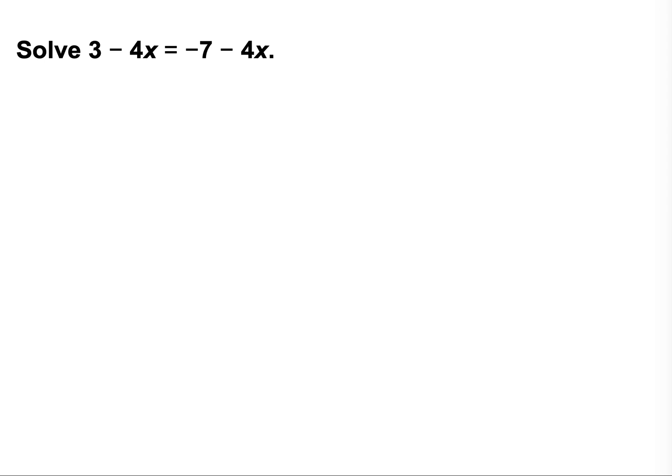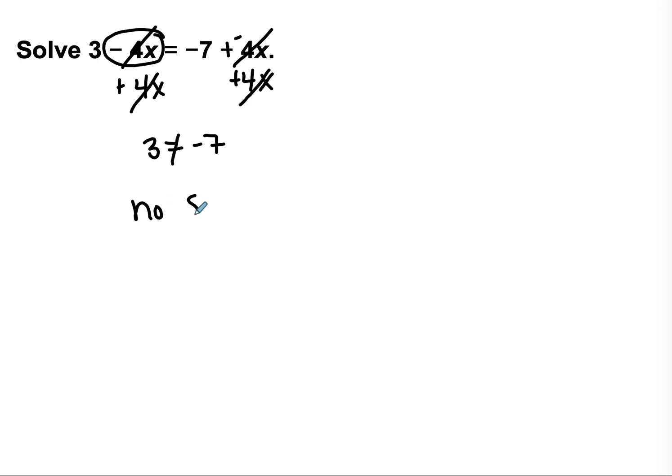All right, let's take a look at our next one. So here I have 3 minus 4x equals negative 7 minus 4x. You can pick anything you want to move. I'm going to move my variable first. Minus 4x. I'm going to get rid of it by adding a positive 4x. Negative 4x plus positive 4x equals 0. On this side, I'm left with 3. Negative 4x plus positive 4x is also 0. I'm left with negative 7. 3 does not equal negative 7. That is a no solution equation.